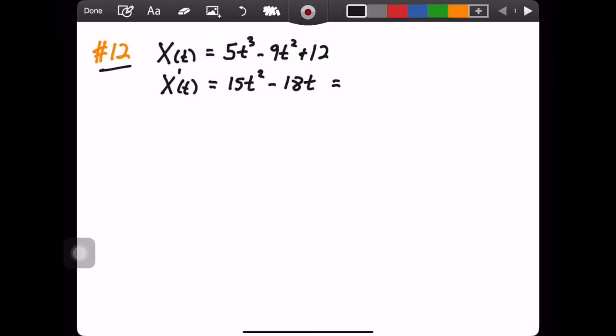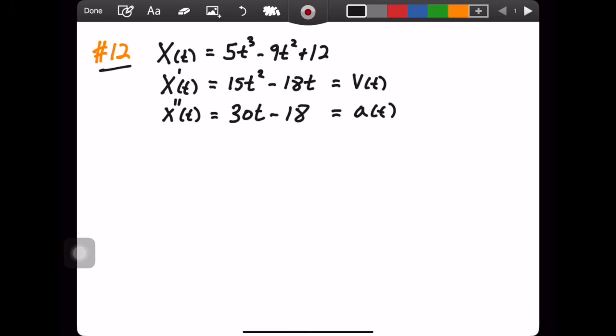And so it turns out x prime, which is the derivative of the position as a function of time, is also known as the velocity as a function of time. I can keep going. I can go x double prime. So this is the second derivative of x as a function of time. So now I'm just going to take the derivative of x prime to get x double prime. And so this is going to be 30t minus 18. And x double prime is often called the acceleration as a function of time.